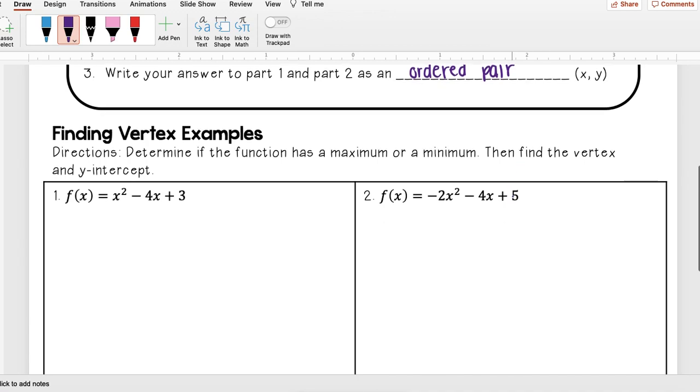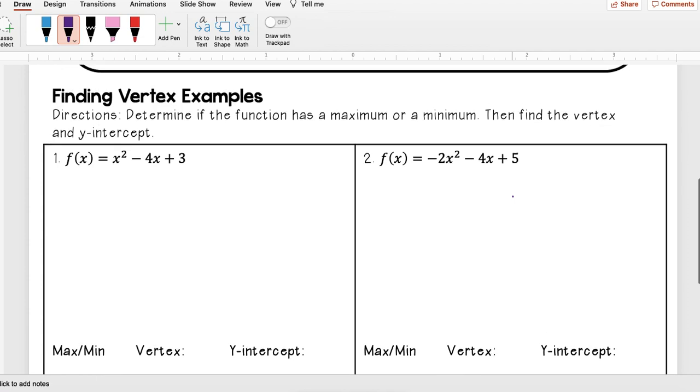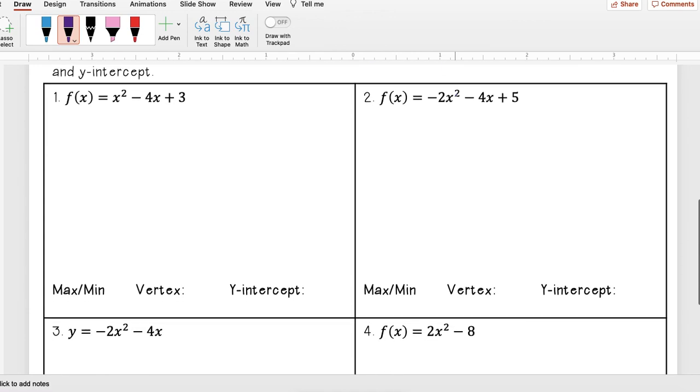So let's go through a couple of examples. Here we're going to determine first if the function has a maximum or minimum. Then we're going to find the vertex and y-intercept. Remember, it is a maximum if a is less than 0 and a minimum if a is greater than 0. So I want to go ahead and determine whether it's a max or min first. Here, my a value is just 1, and that is bigger than 0, and so that means that this one has a minimum.